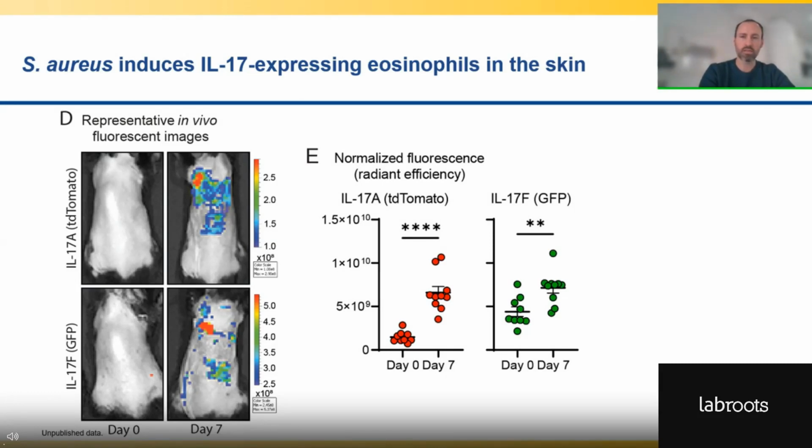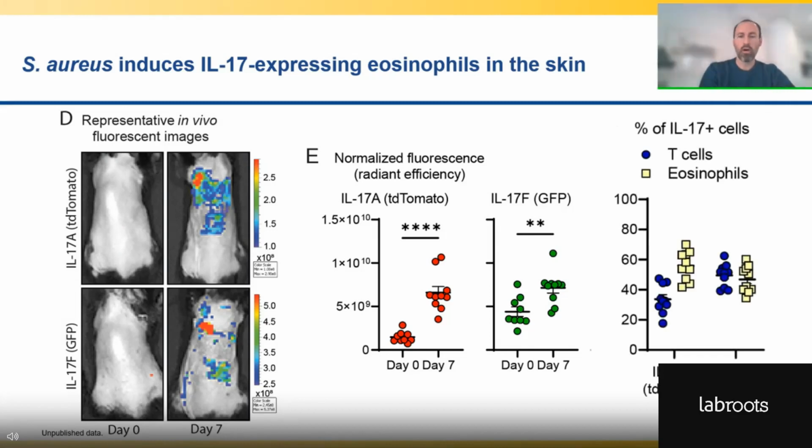What we did next was took the cells out of the skin and performed flow cytometry for IL-17A and IL-17F positive cells using the TdTomato and GFP fluorescence. What we found surprisingly was that eosinophils were a major producer of IL-17A and IL-17F in the skin, suggesting that the IL-17 derived from eosinophils was important for skin inflammation.